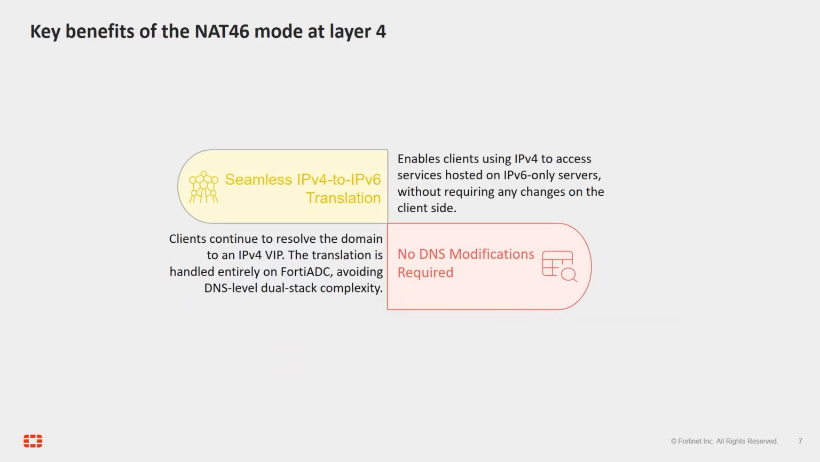As discussed, using the NAT46 packet forwarding mode offers several advantages. First, it enables clients using IPv4 to access services hosted on IPv6-only servers, without requiring any changes on the client side. Second, clients continue to resolve the domain to an IPv4 VIP. The translation is handled entirely on FortiADC, avoiding DNS-level dual-stack complexity.